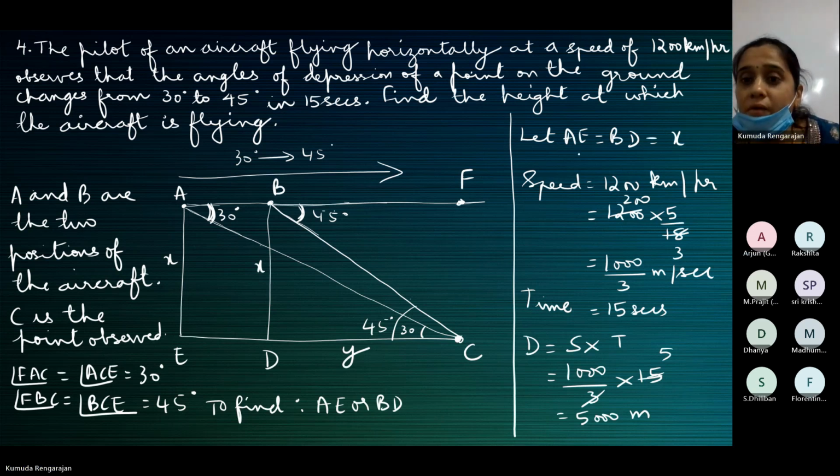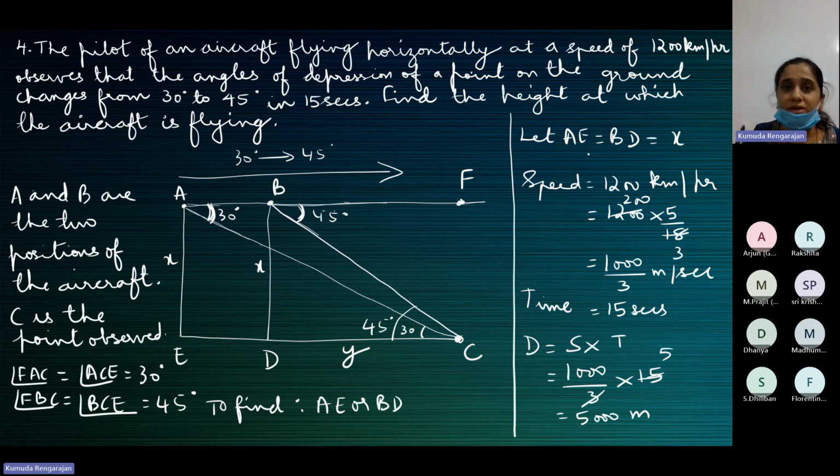That is ED. From 30 degrees to 45 degrees. 30 degrees is point A. 45 degrees is point B. A to B is 5,000. On the ground, ED is 5,000, not DC.